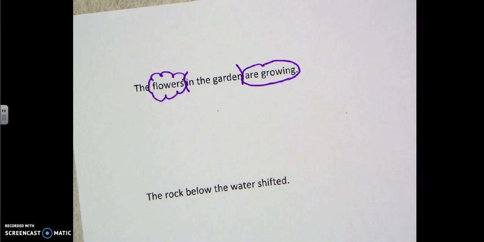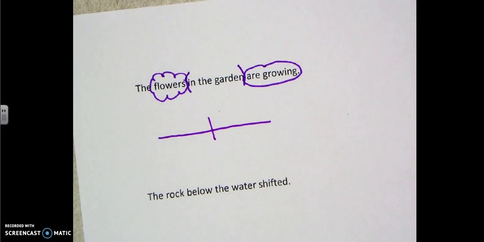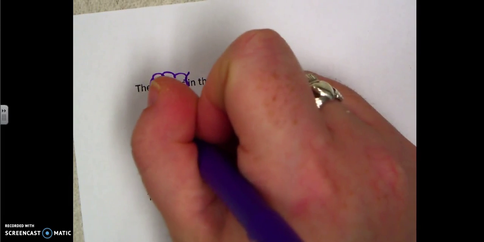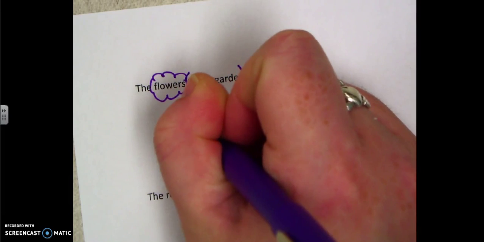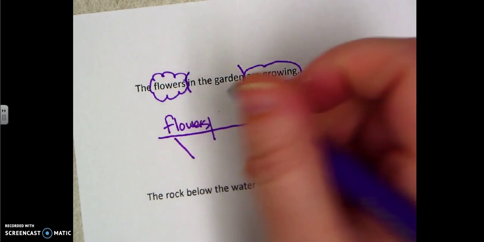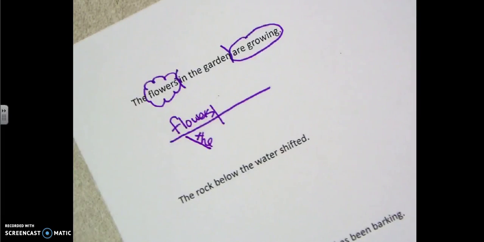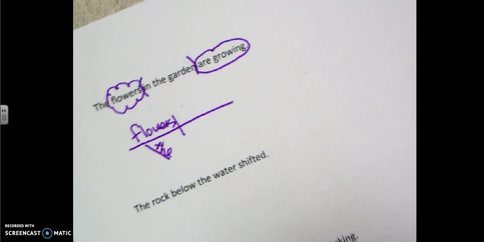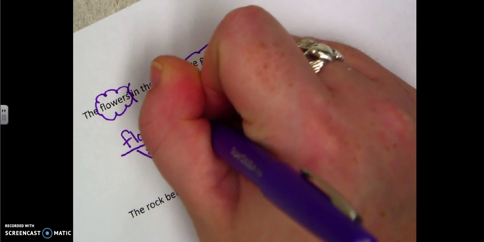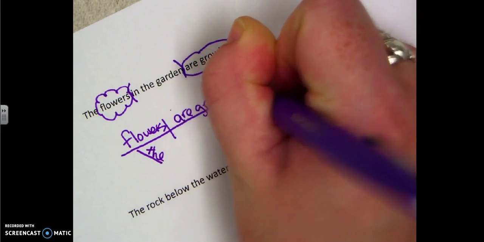Alright, so when we're diagramming it, go ahead and make our line here. We're going to have flowers where our subject goes. It has an adjective, that article. Alright, we have a verb phrase, are growing, send my line there.